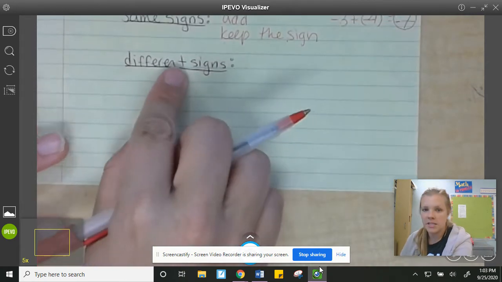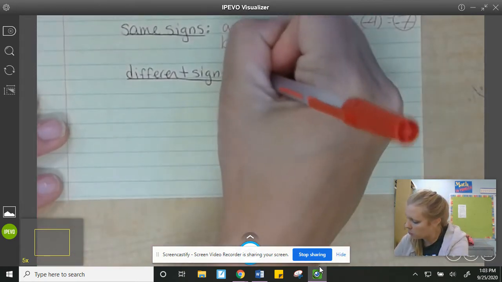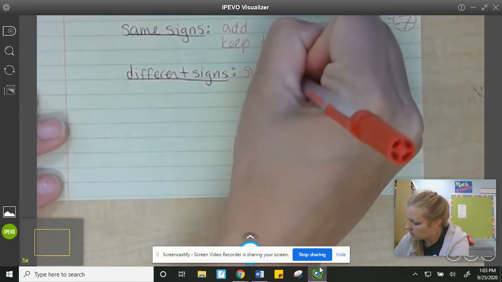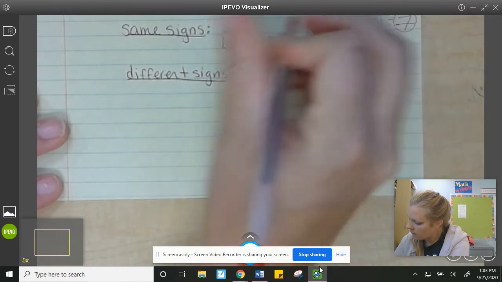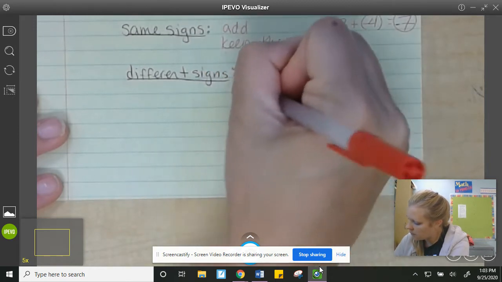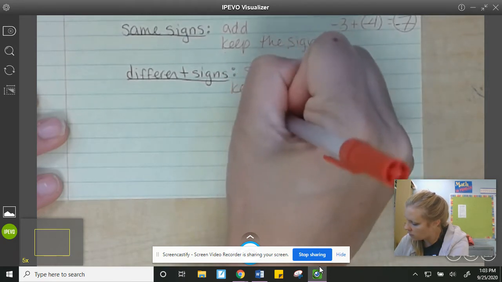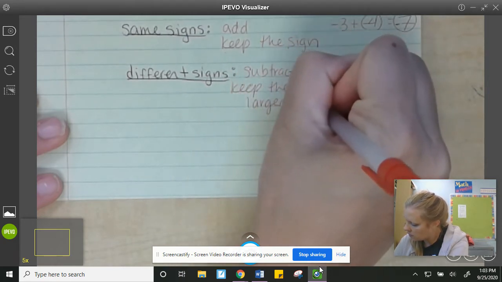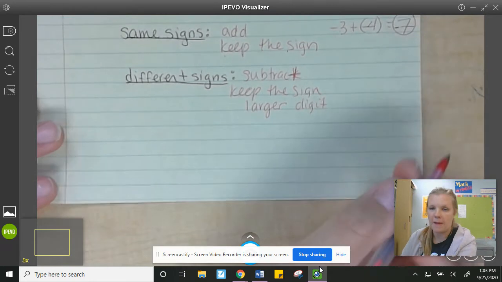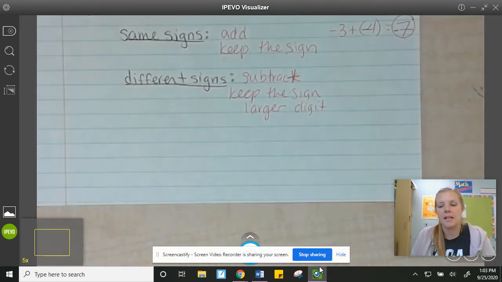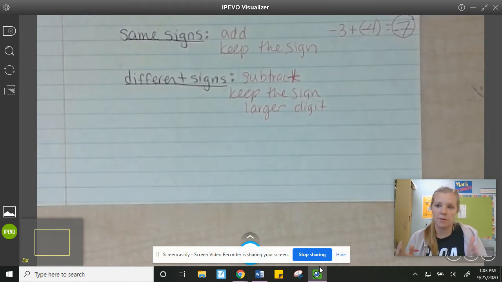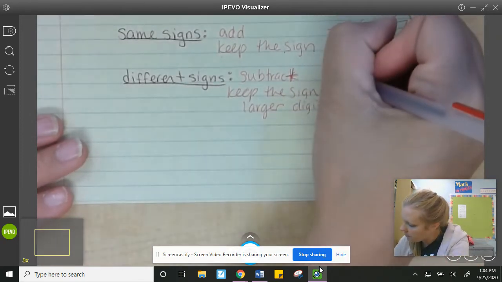If the signs are different to start, we're going to subtract, and we're going to keep the sign of the larger digit. Now, I can't say the larger number because negative numbers are always smaller than positive numbers. But sometimes if the absolute value of the negative is bigger, then the answer would still say negative. Okay, let me show you an example.